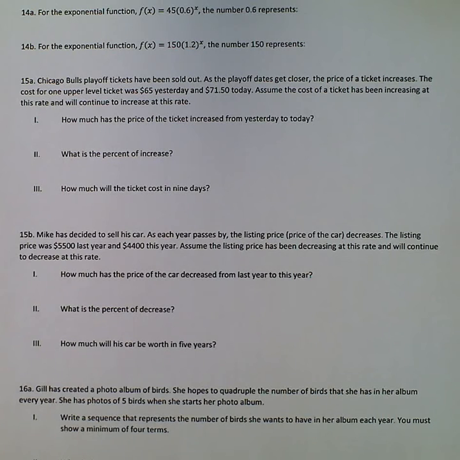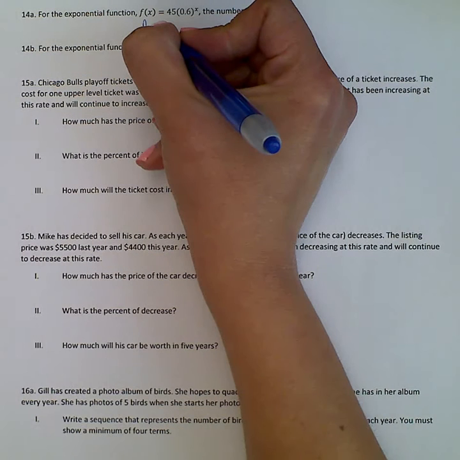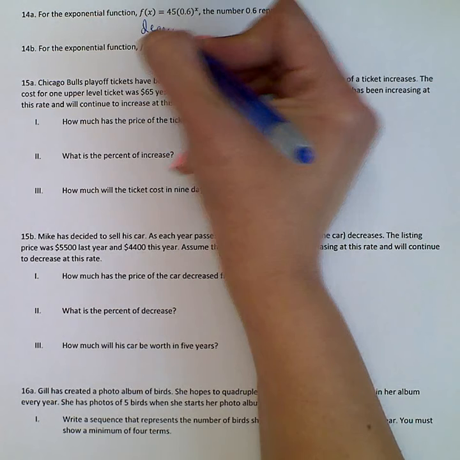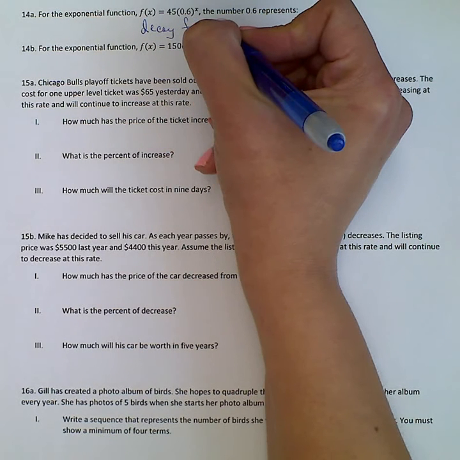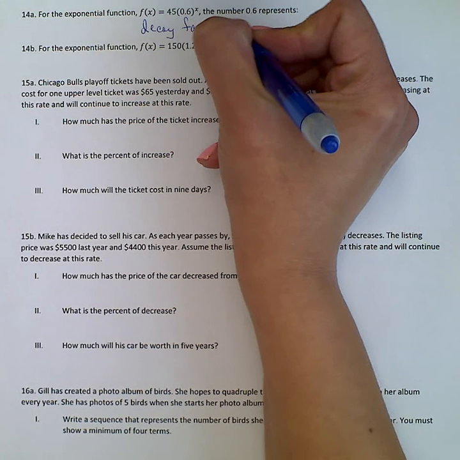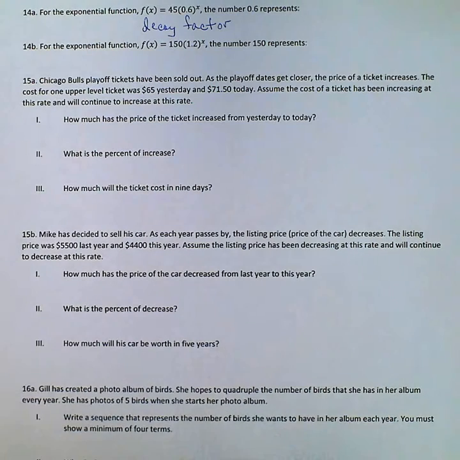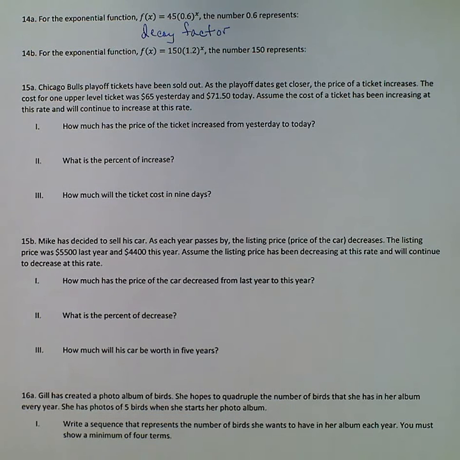Okay, so I am going to work on page 6 of the Unit 10 review. All right, 14a. For the exponential function f of x equals 45 times 0.6 to the x, the number 0.6 represents, so the 0.6 is called the decay factor. So remember, it's 1 minus the decay rate gives you 0.6, so that total 0.6 is called the decay factor.